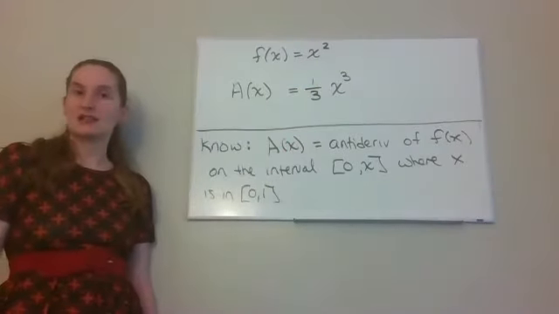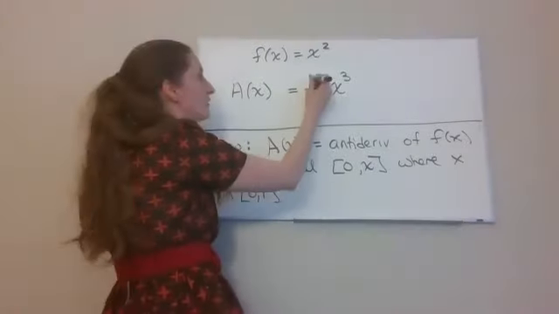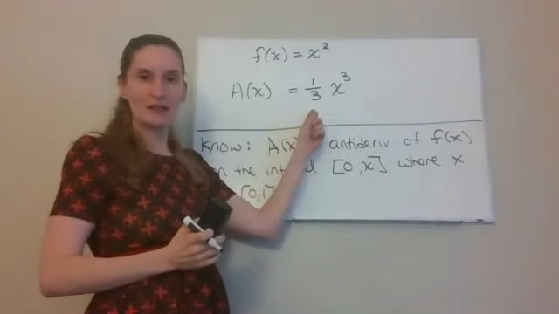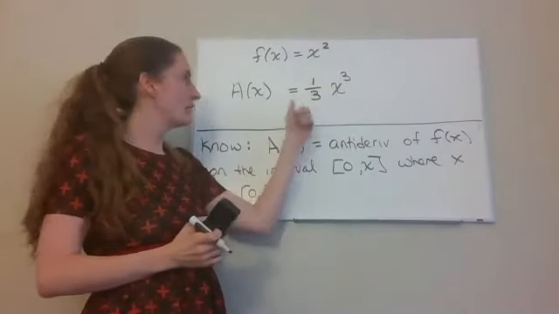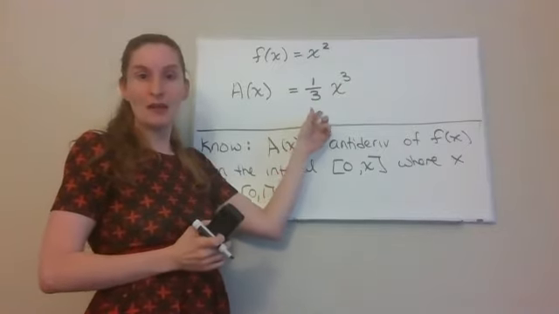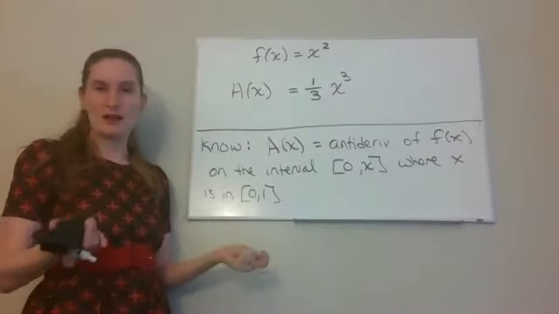So now I have an antiderivative of 1 over 3 times x to the third. Let's check that. What happens when I take the derivative of this guy? Well, 3 would come down and multiply, canceling out the 1/3, and so I would just get x squared. Everything looks good, right? Well, not quite right.